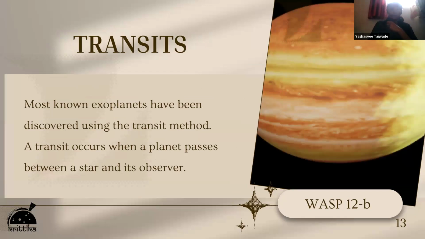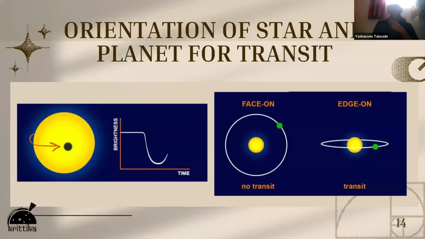So coming to one of the most famous methods, transits. Most known exoplanets have been discovered using this method. In easy terms, a transit occurs when a planet passes between a star and its observer. I know that this is just a statement, but we can see it over here.